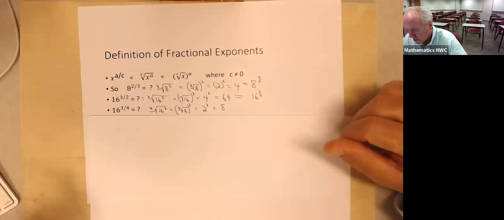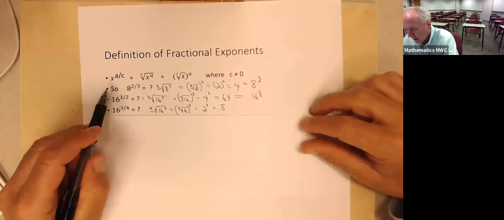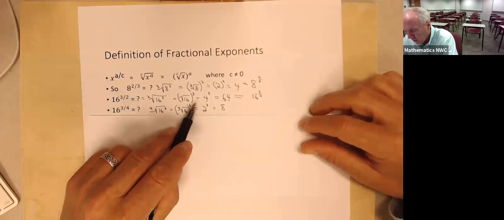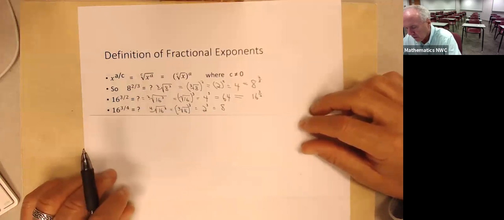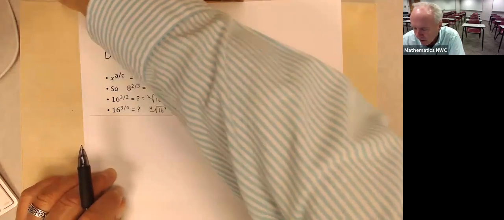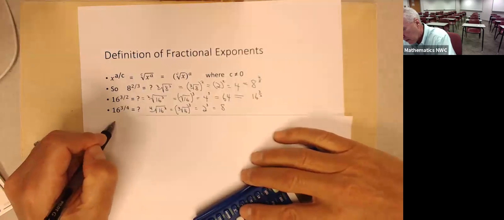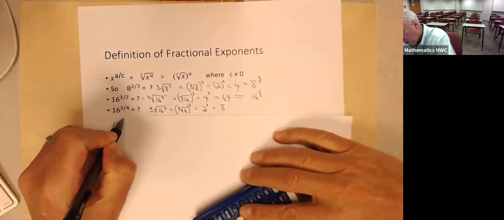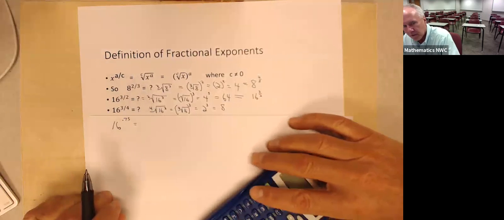Your final answer should have been 8 in this case. Again, we've been picking numbers that have integers for their roots. If you don't have that available to you, you may want to try your calculator. For example, this problem right here could have been written as 16 to the 3/4, a fraction whose decimal is equivalent to 0.75.